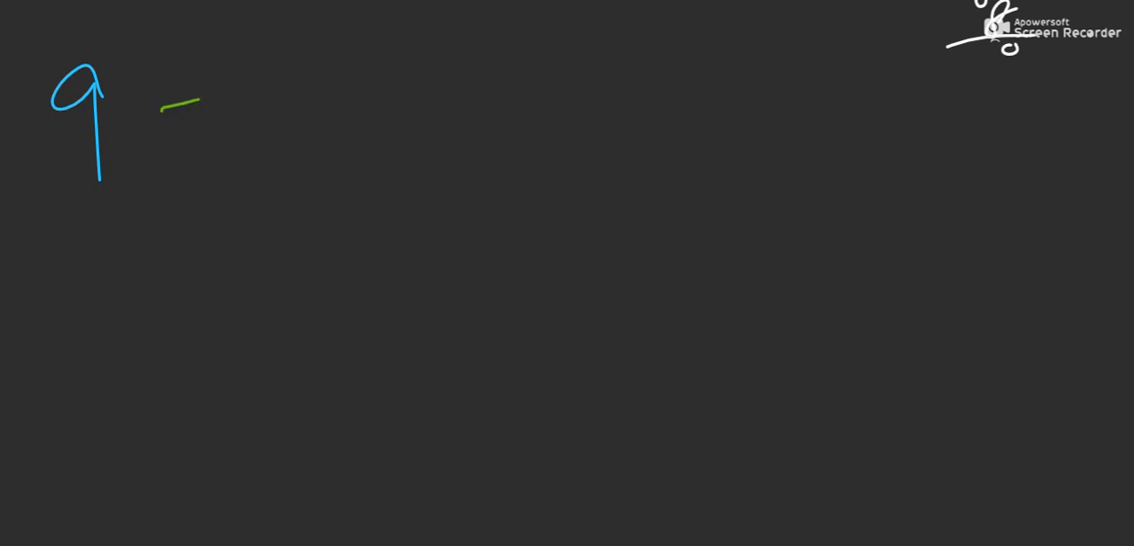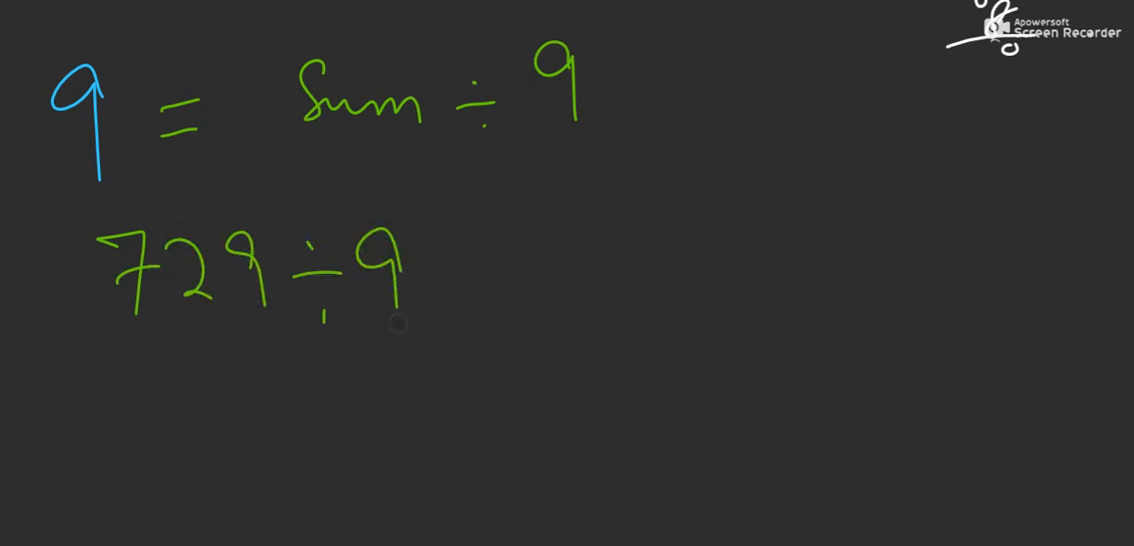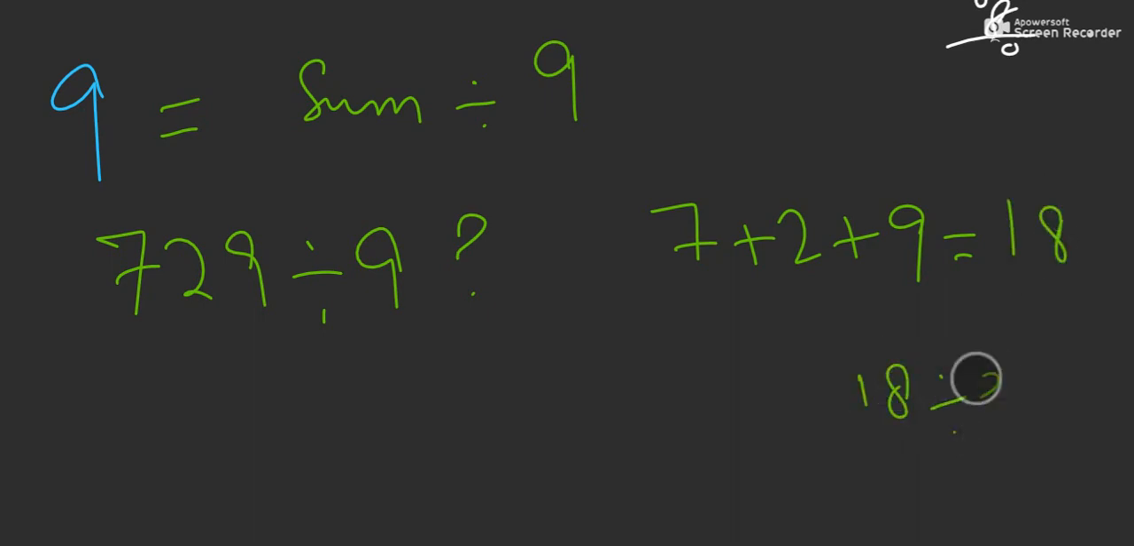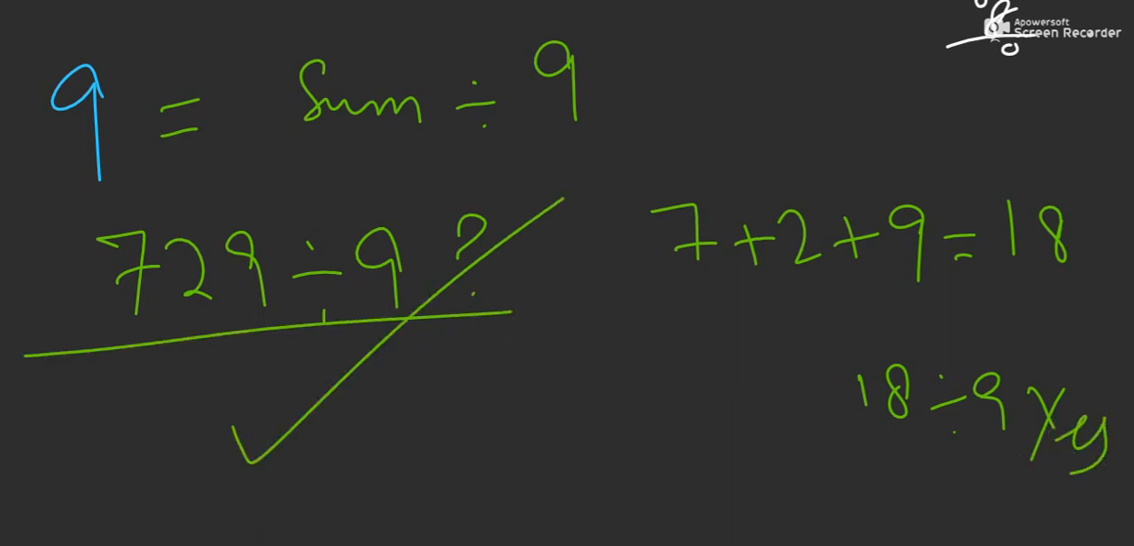Now we are moving to the divisibility rule for 9. The rule says that if the sum of the digits is divisible by 9, then the whole number can be divided by 9. Let's suppose I am giving you 729. Can it be divided by 9, yes or no? So the sum is 7 plus 2 plus 9, which is 18. Now 18 can be divided by 9. Yes. So the whole number can be divided by 9 also.